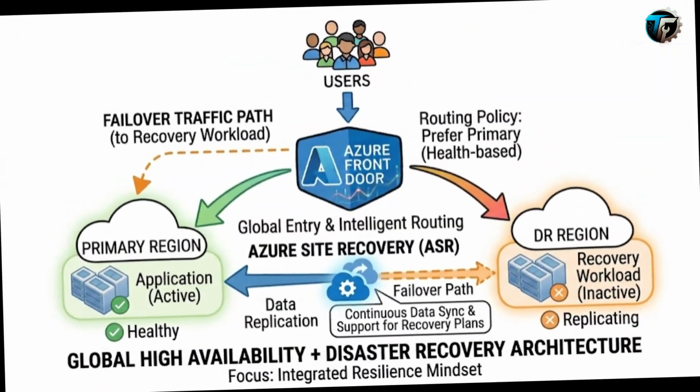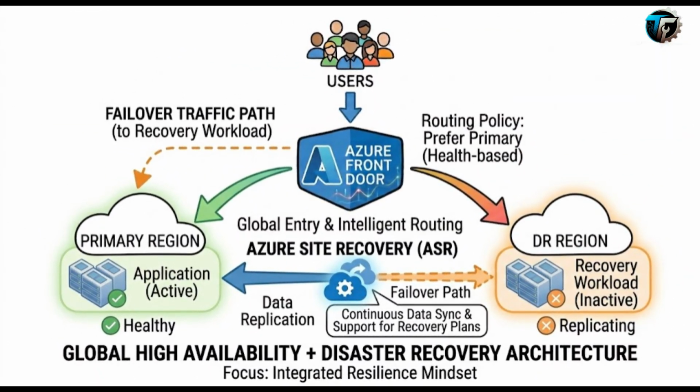And now we can connect today's topic with our previous episode. In the previous video, we learned about Azure Site Recovery in detail. Site Recovery helps us design disaster recovery for supported workloads. Front Door provides a global application entry point and traffic routing capability. Together, they can become part of a larger multi-region architecture. This is the important architect mindset. Don't think about Azure services individually. Think about how they work together to solve a business problem.